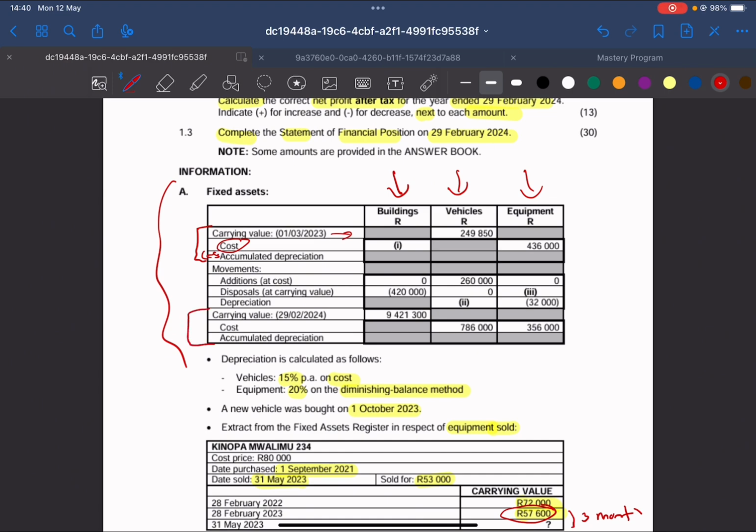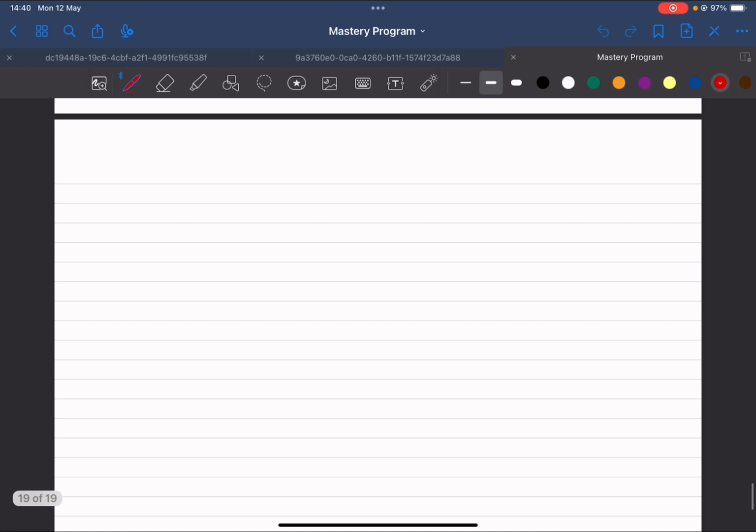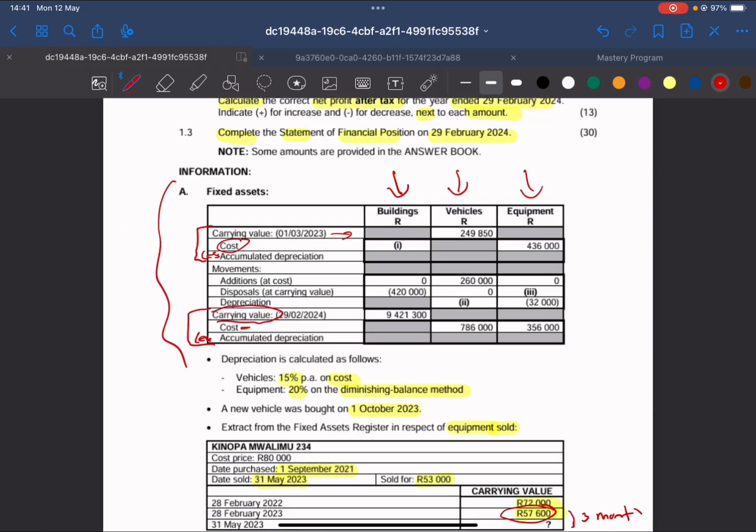Same thing at the end here. To get this carrying amount, they took the cost less this accumulated depreciation. So now you know that's how you calculate carrying amount. Carrying amount or carrying value is always the cost less accumulated depreciation on that specific date, which is what we see over here.